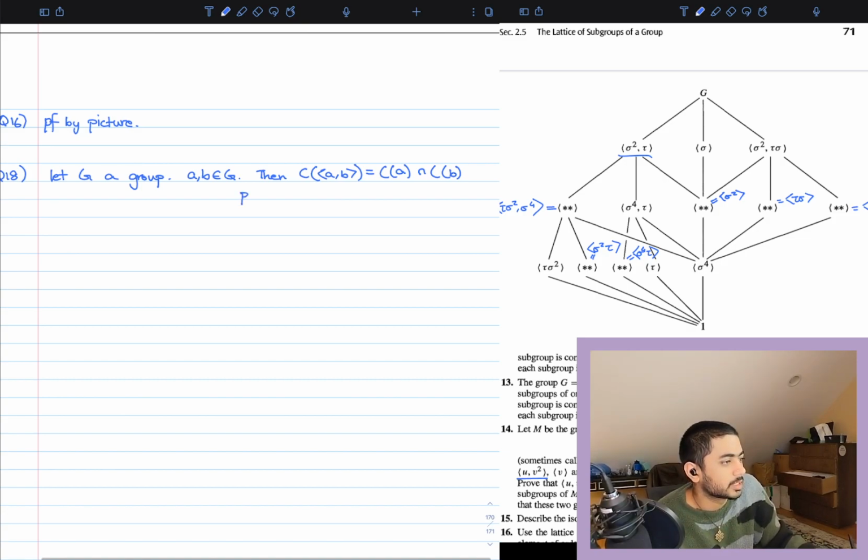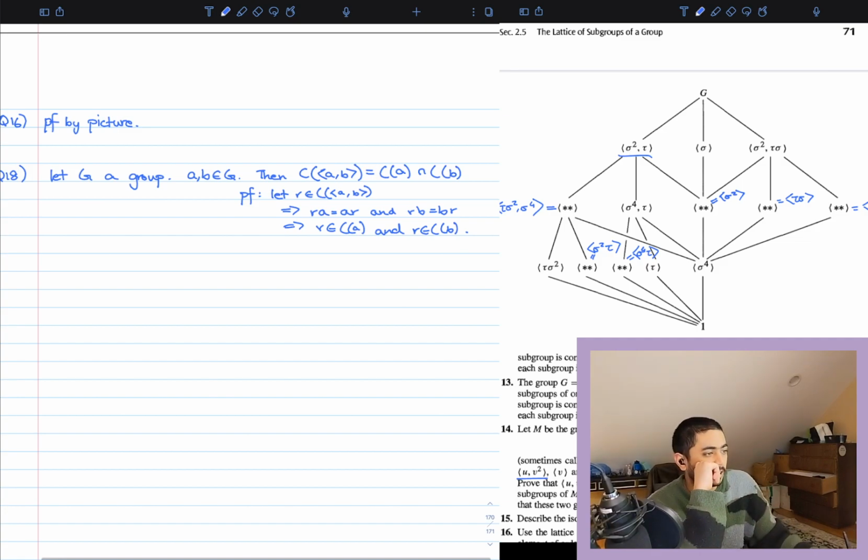And the proof of this is: let R be inside the centralizer of here, right? That means R commutes with everything inside here. Then this means in particular that RA equals AR and that RB equals BR, which means that R is in fact in the centralizer of A and that R is inside the centralizer of B as well.